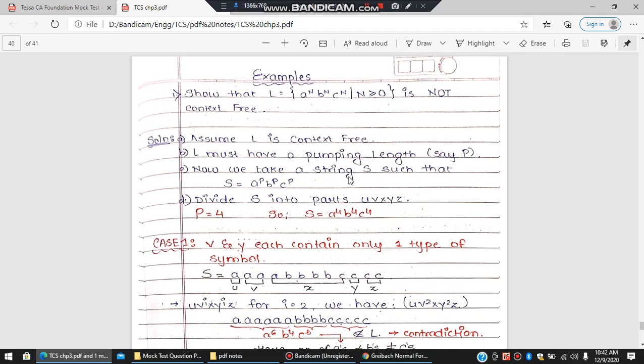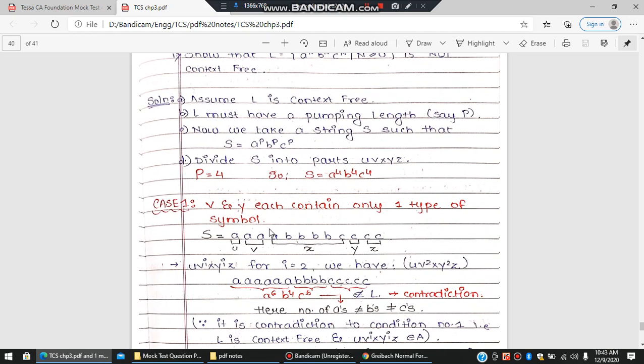Now we take a string S such that S is a raised to P, b raised to P and c raised to P. यानी हम एक pumping length लेंगे. For example यहाँ पे मैंने pumping length 4 लिया है, तो हम उसी में से अभी एक string बनाएंगे. क्योंकि मैंने pumping length 4 लिया है, तो यहाँ पे a raised to 4, b raised to 4 and c raised to 4 आएगा. So the string will be like 4 A's, 4 B's and 4 C's. So हम बहुत सारे cases consider करते हैं.